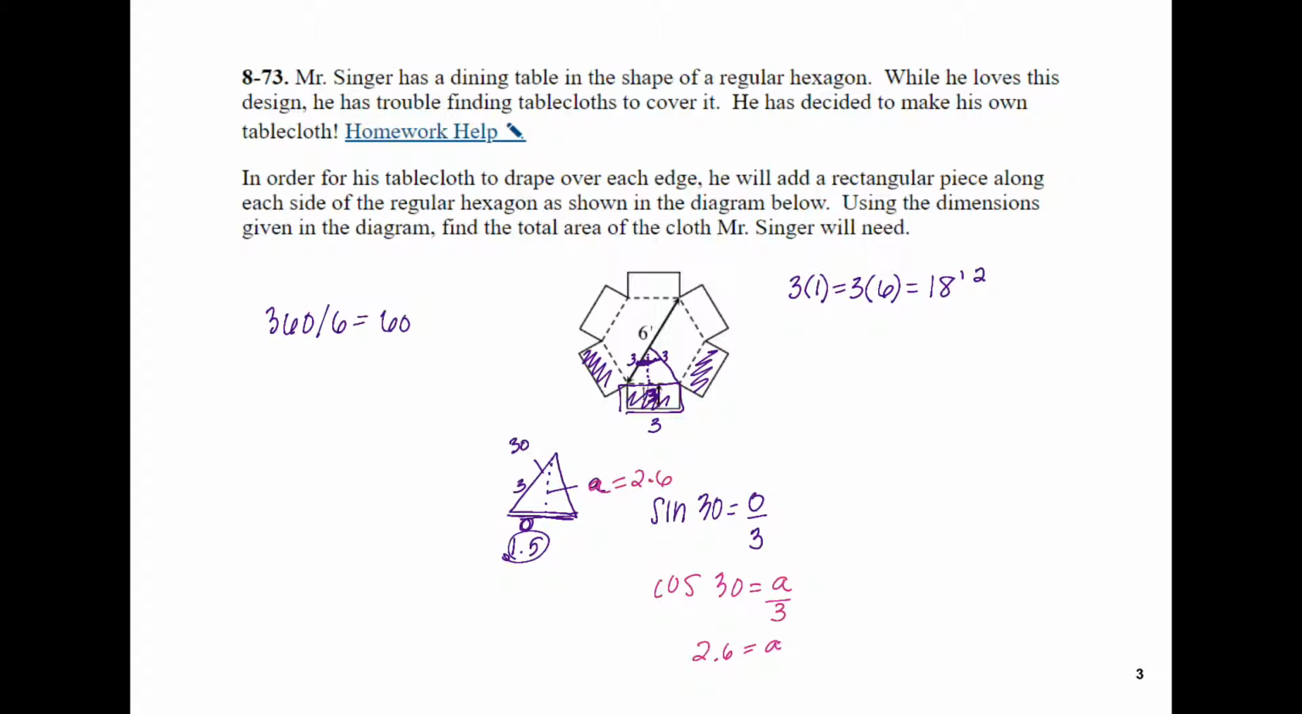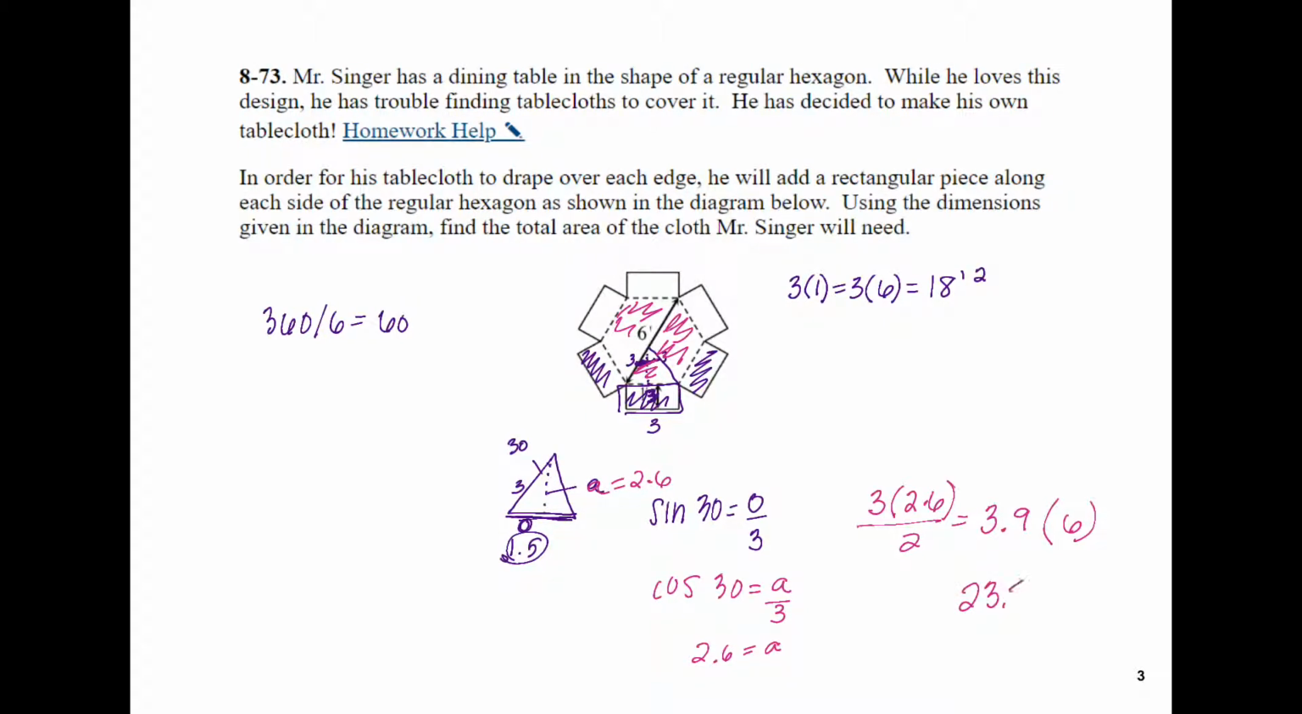So if we take 3 times our height of our triangle of 2.6 divided by 2, I get the area of approximately 3.9. I have a total of 6 triangles because I have a 6-sided shape. So 3.9 times 6 gives me 23.4 units squared.